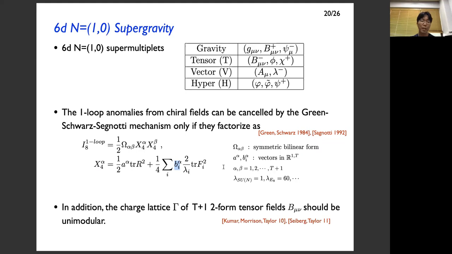In addition, there is one constraint. The charge lattice Gamma for the T plus 1 tensor fields should be unimodular, okay? It's basically the Dirac quantization condition for the charged strings under the two-form gauge field. So if these two conditions are satisfied, then the 6D supergravity theory is a consistent theory as a low energy effective theory, okay? But we don't know if they really have a UV completion or not at this moment. But as a low energy theory, they are good theories if there is no anomaly.